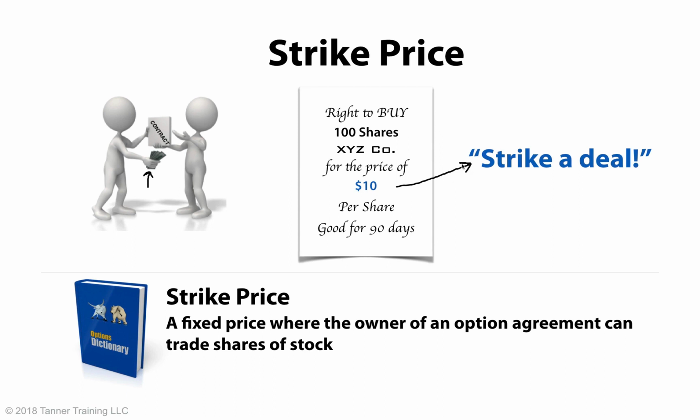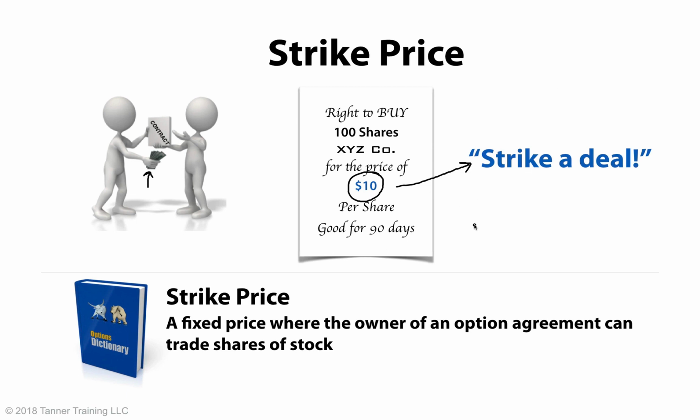Inside the contract, they strike a deal for what the promise actually allows someone the right to do. And so a strike price is just a fixed price where the owner of this contract, this option agreement, can trade shares of stock at this agreed to price. That means that if the price of XYZ were to go up to 20 or 30 or 40 or 50, they would be able to purchase this at $10 no matter how high the stock price went.